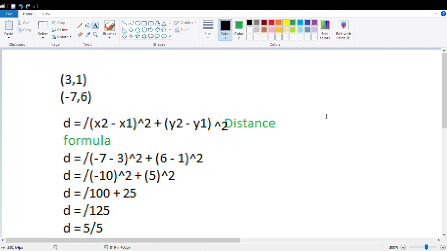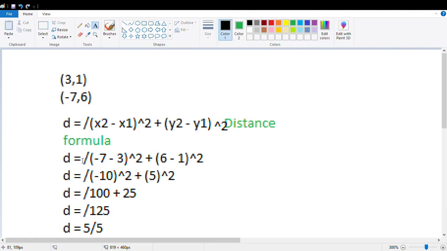So, our given is 3, 1, -6, -7, and 6. Now, what we need to use is the distance formula. So d is equal to the square root. Assume that this is a square root, class. So square root of parenthesis x sub 2 minus x sub 1 raised to 2 plus parenthesis y sub 2 minus y sub 1 raised to 2, or squared.